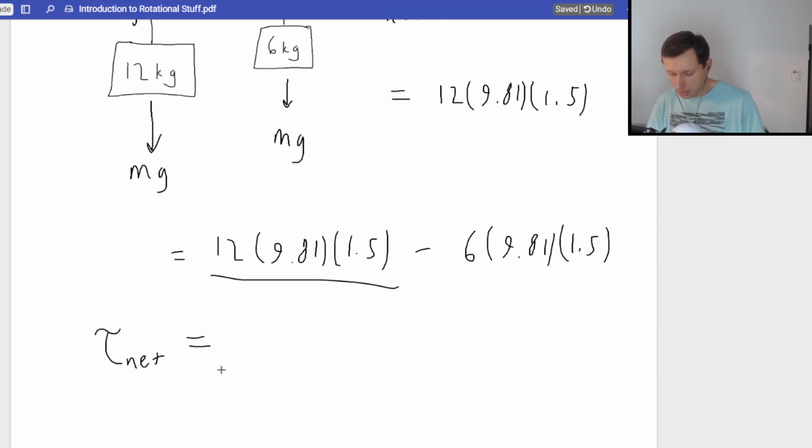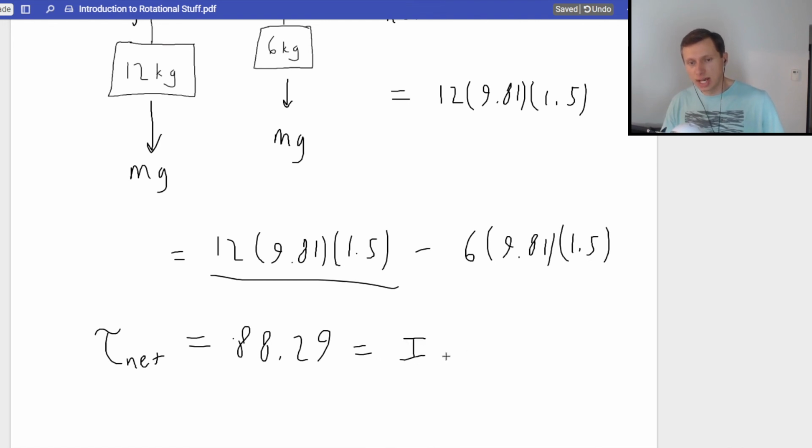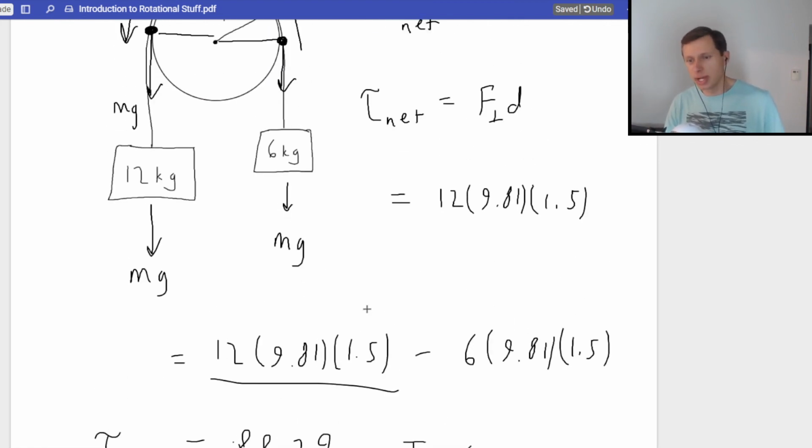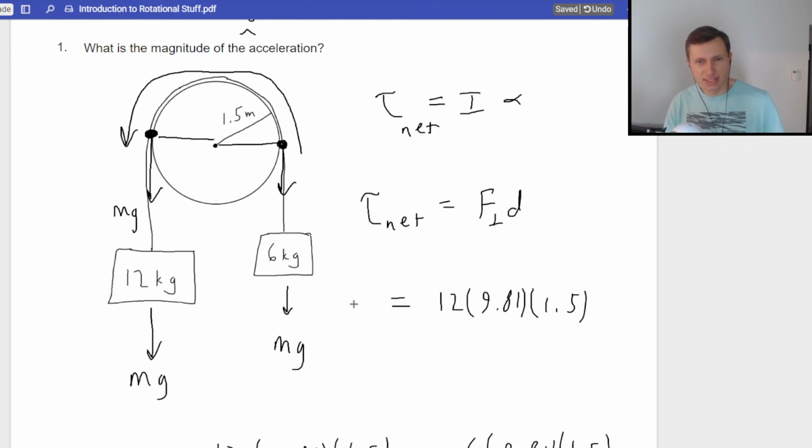It's not the final answer quite just yet, but we're almost there. 12 times 9.81 times 1.5 minus 6 times 9.81 times 1.5. We're going to get 88.29, and that's our net torque. And again, we're going to set this equal to I times alpha, and we're solving for alpha. So if I can find I, the moment of inertia, we're done, and we can go home. And actually, we're probably going to get done 15 minutes early today, which is great.